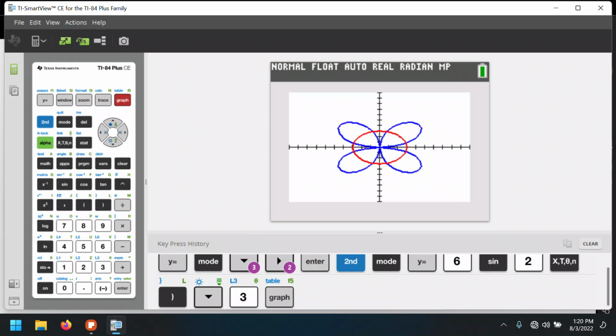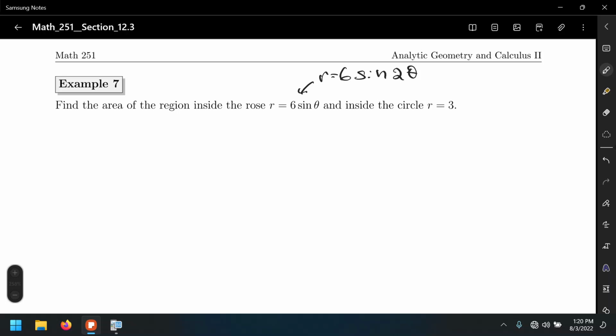You could have guessed that from the coefficient that multiplies the theta symbol. It's an even number, and it's 2, and whenever we have an even coefficient, it's going to have twice as many leaves as the number that multiplies theta. Again, that's not something I would expect you to memorize, but it's something cool as pattern recognition to have in our minds. So this is what we're going to get here, and they're asking us to find the area inside of the rose and inside of the circle.